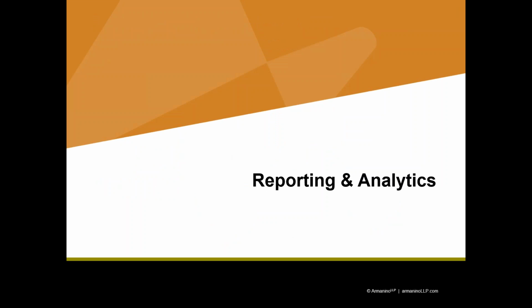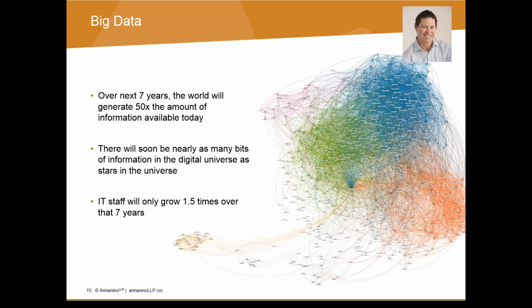The second area that I wanted to cover this morning, a key area in our survey, was reporting and analytics. Companies today now have access to an exponential amount of volume, variety, and velocity of data. But over the next 3 years, 85% of Fortune 500 organizations will fail to exploit this big data to achieve a competitive advantage. And if you look at the recent EMC Digital Universe study, over the next 7 years, the world is planned to generate 50 times the amount of information that's available today.